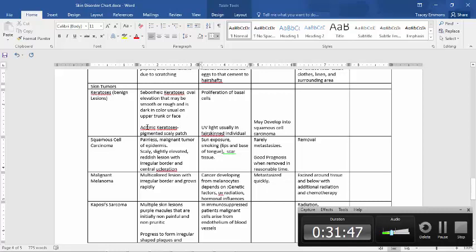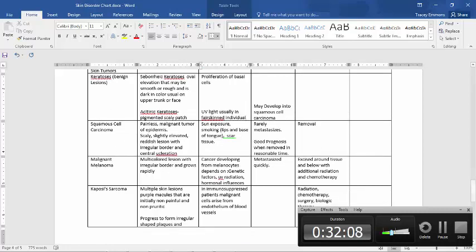Okay, and then we have the actinic keratosis, which are pigmented, slightly scaly patches, and these are usually caused by UV light in a fair-skinned individual. These need to be watched because they can develop into squamous cell carcinomas.